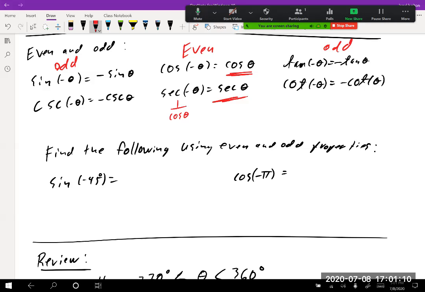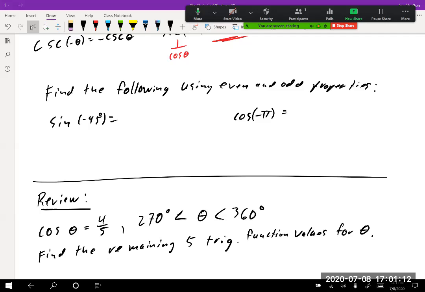Just some quick math right here. Let's do sine of negative 45 degrees. Well, we know that it's an odd function, so that means I can take the negative and put it out and just sine of 45 degrees. Now we know from the previous section that the sine of 45 degrees is actually square root 2 over 2, right? But then there's the negative in front, so there's that.